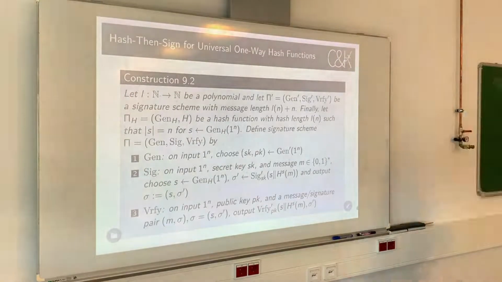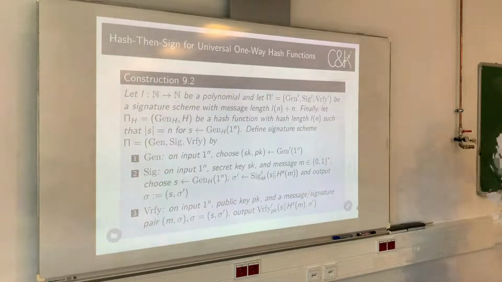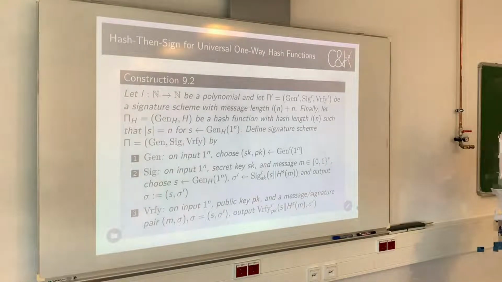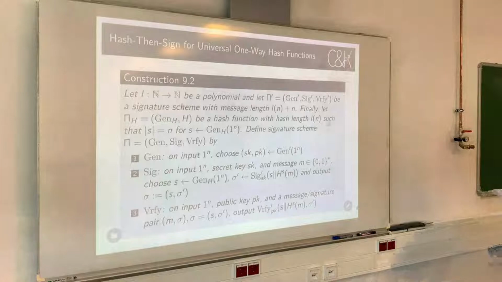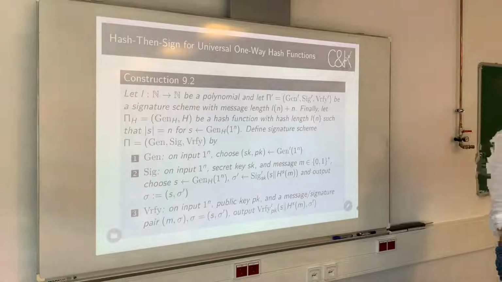So that's how we can get around using collision-resistant hash functions, which we do not know how to construct using one-way functions, and instead use in our construction of secure signature schemes universal one-way hash functions, which we know how to construct from one-way functions.